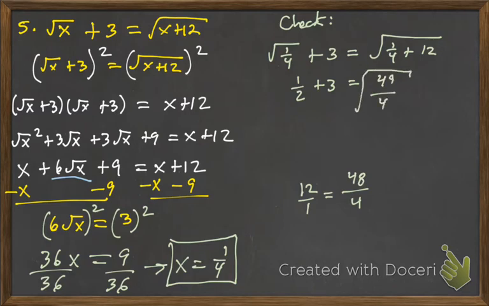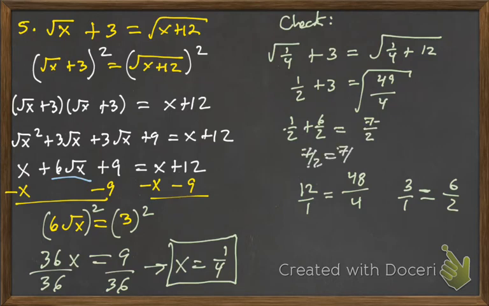1/4 plus 48 over 4 is 49 over 4. 3 over 1 is the same thing as 6 over 2. So 1/2 plus 6 over 2. That's going to be equal to 7 over 2. So we have 7 over 2 is equal to 7 over 2. That is true. And so we give ourselves a check mark and a smiley face. That answer does, in fact, work out.